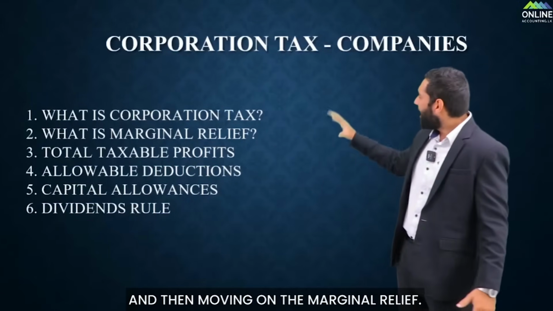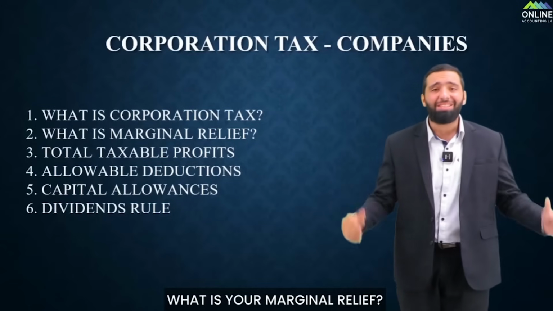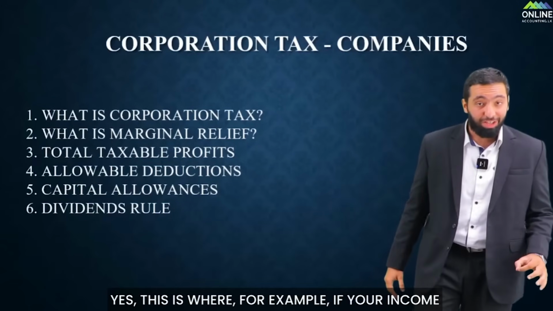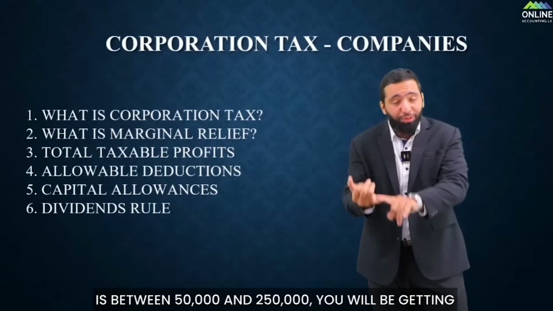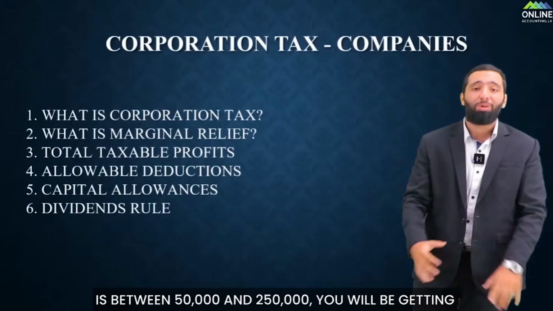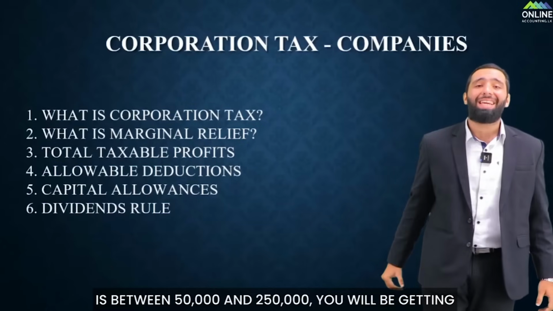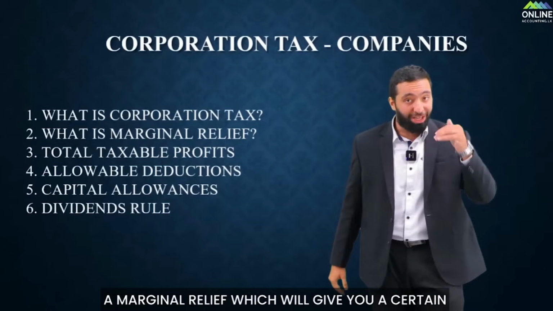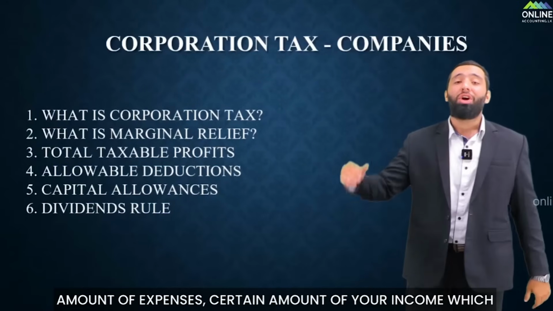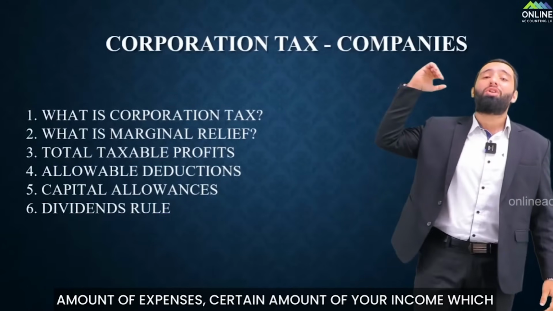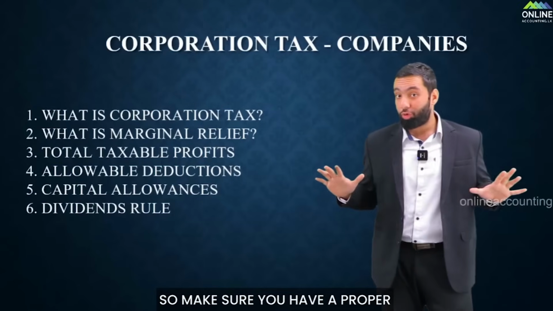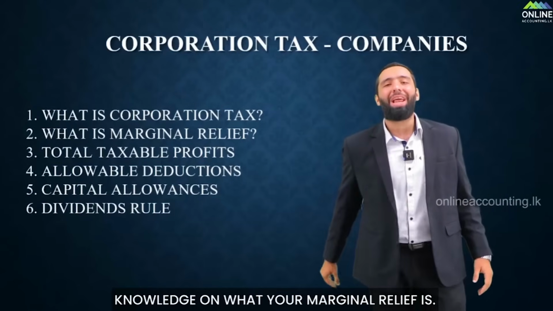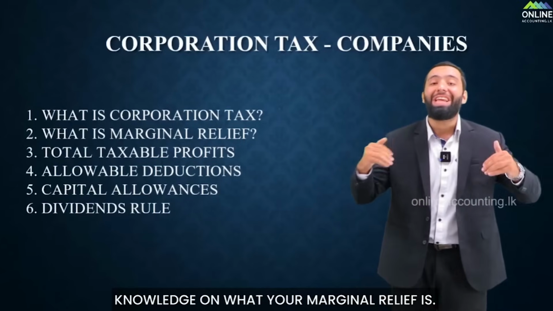And then moving on, the marginal relief. What is your marginal relief? Yes, this is where, for example, if your income is between 50,000 and 250,000, you will be getting a marginal relief, which will give you a certain amount of expenses, a certain amount of your income, which will be reduced for your taxes. So make sure you have a proper knowledge of what your marginal relief is.